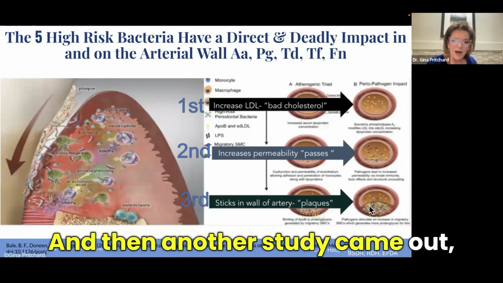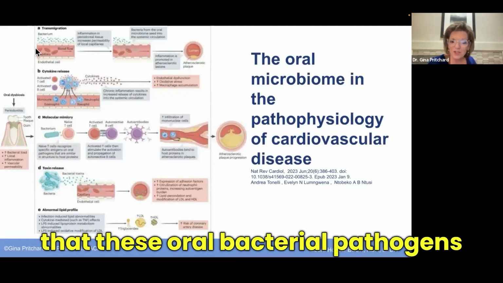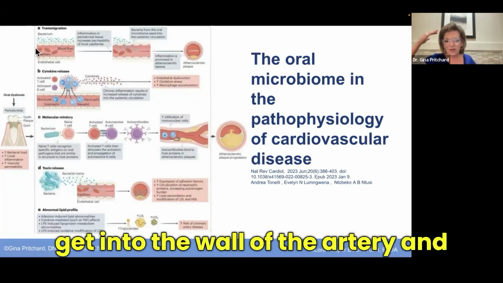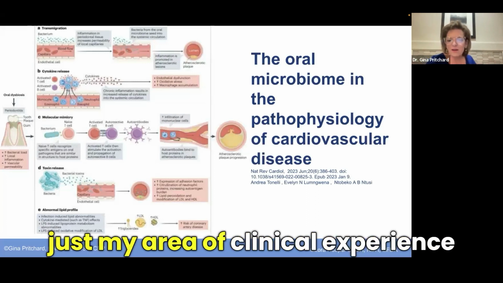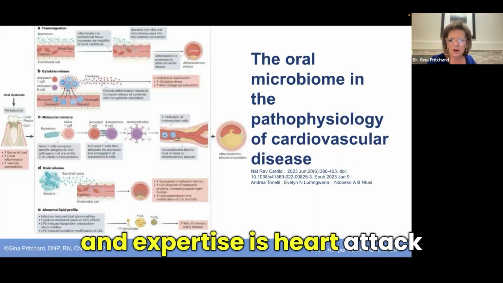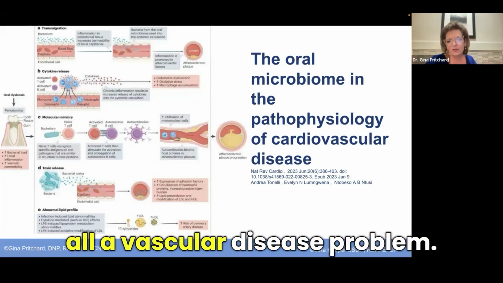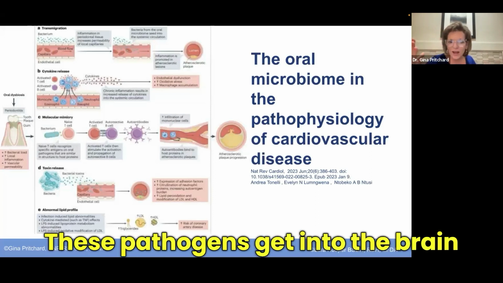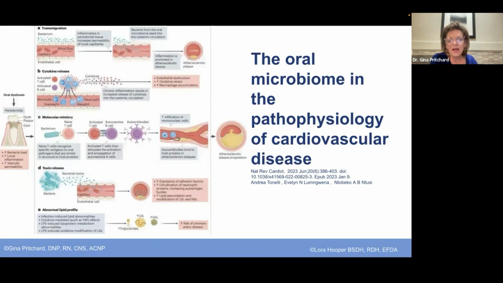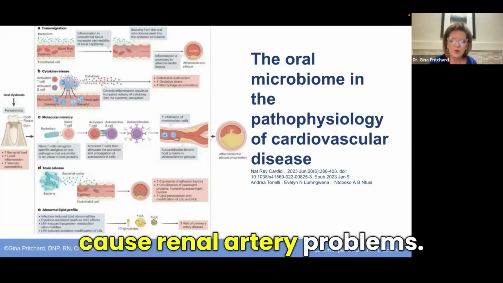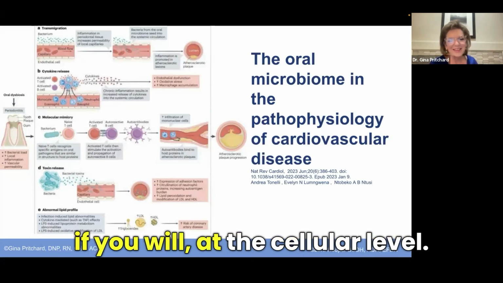And then another study came out which actually described 5 ways that these oral bacterial pathogens get into the wall of the artery and into the arterial lining everywhere. We talk about heart because that's just my area of clinical experience and expertise is heart attack prevention, but vascular related dementia as well, because it's all a vascular disease problem. So these pathogens get into the brain and lead to not only vascular related dementia, but other dementia types, and then into our kidneys and cause renal artery problems, into every organ in the body, because it's really wreaking havoc, if you will, at the cellular levels.